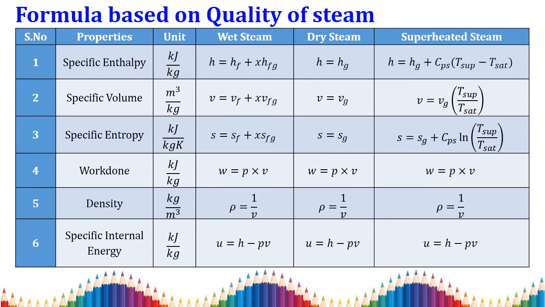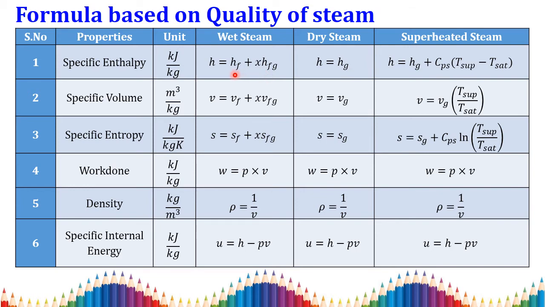Based on the qualities wet steam, dry steam and superheated steam, we should know some of the basic properties and how to use the formulas for them. The first one is specific enthalpy, the unit is kilojoule per kilogram. If the steam is wet, the condition is that the given specific enthalpy is lesser than the saturated specific enthalpy, then h equals hf plus x into hfg.